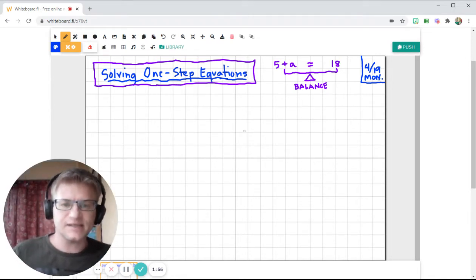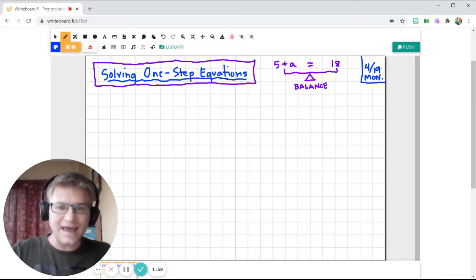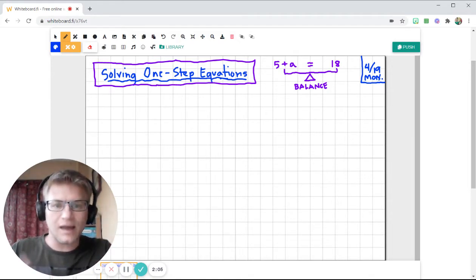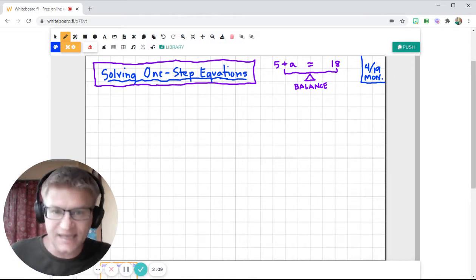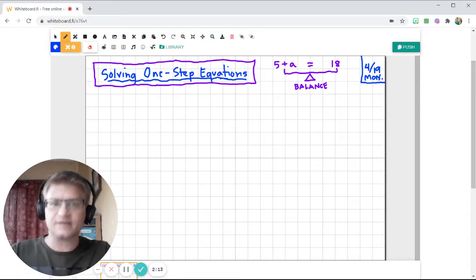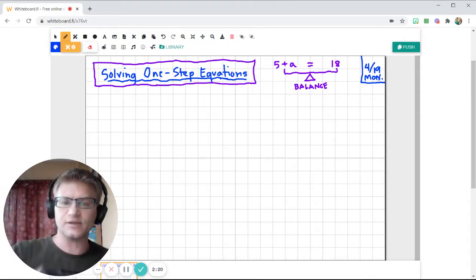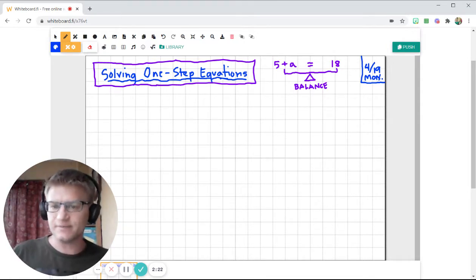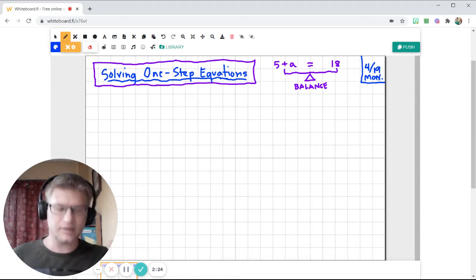5 plus a is the same as 18, which means that the a, the unknown, which is easy in this case, but it's something unknown, must be a number that will allow these to be balanced. So right away, you guys are like, oh yeah, it's got to be 13, right? 5 plus 13 would give me 18, and that would be correct. A in this case is 13. So they have to be in balance. So we would say an answer to that balance question is a equals 13. Now, I'm going to show you how to do this just with a series of examples.